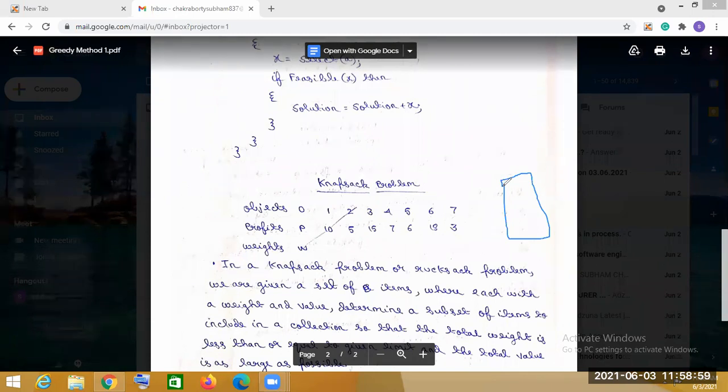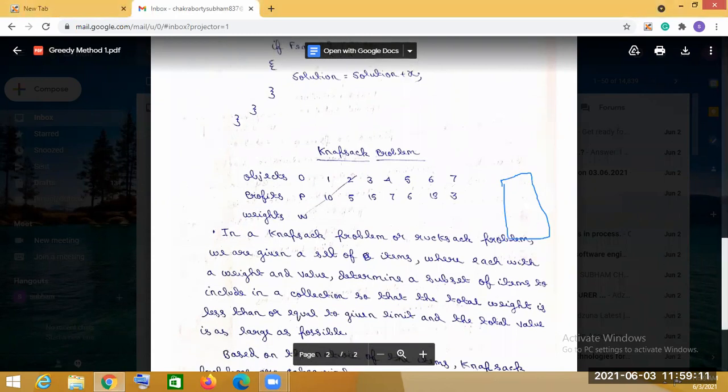Now we have to determine a subset of items to include in a collection, so that the total weight is less than or equal to the given limit, and the total value is as large as possible. That means there will be n elements present, and their profit and weight will be given. Now there will be a bag, which we can call a rucksack or knapsack. This bag has some weight limit determined.